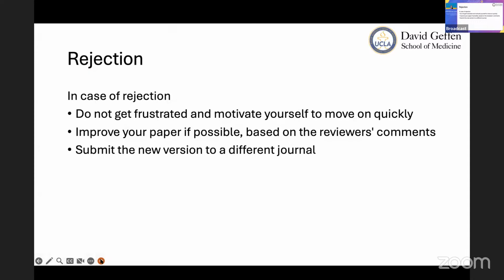And it's heartbreaking when you get a rejection on a scientific paper, but don't get frustrated. Just improve your paper and submit it back if possible, based on the reviewer comments. But if they think that they're not going to publish your research, that's why I said make a list of 3 to 5 journals, so that you actually have the ability to submit a new version to a different journal once you get all the information in.